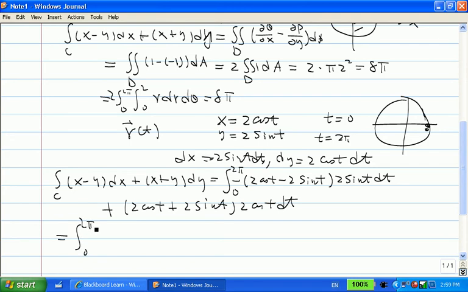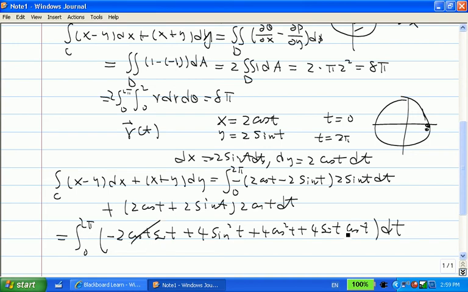Okay, 0 to 2 pi. Let's simplify this. Now, we multiply that. We got 2 cosine t sine t. Negative negative gives you plus. Plus 2 times 2 gives you 4 sine squared t. Then we both have dt. Okay, I put that outside. Then plus 4 cosine squared t. Then plus 4 sine t cosine t, whole thing dt. And these two terms are cancelled.